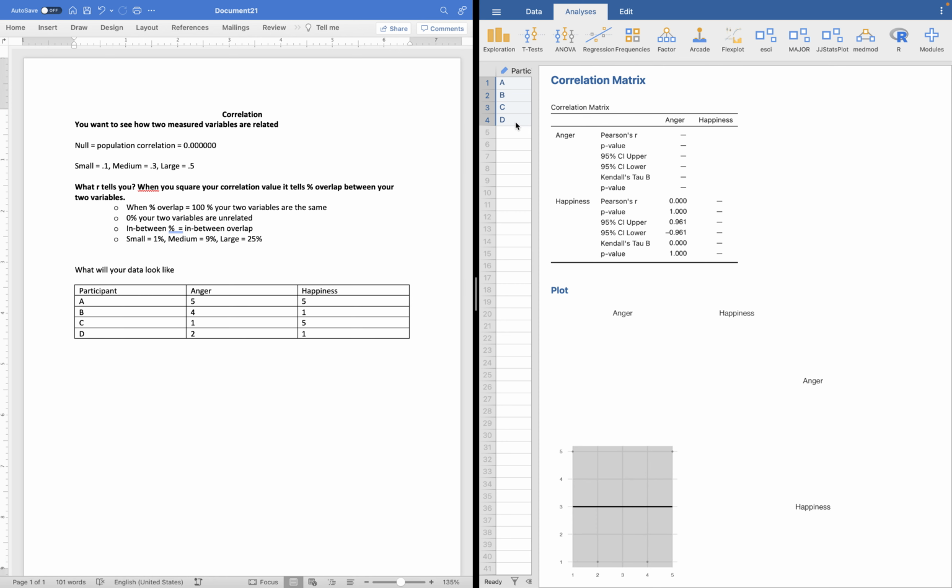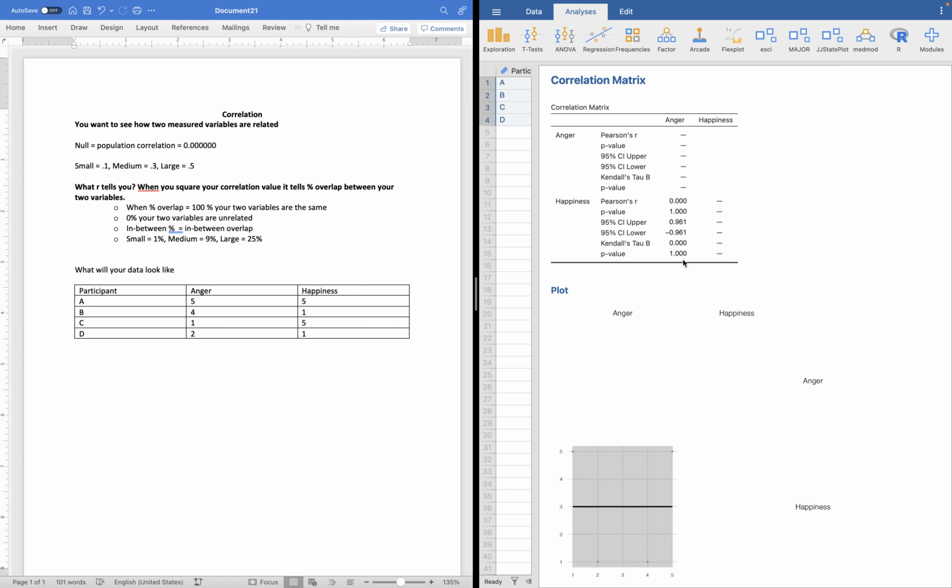So let's see what we got here. Our correlation value was 0.000. Our p-value was 1, right? Our 95% confidence interval is between a negative 0.961 correlation and a positive 0.961 correlation. Kendall's tau is 0. The p-value is 1 as well.